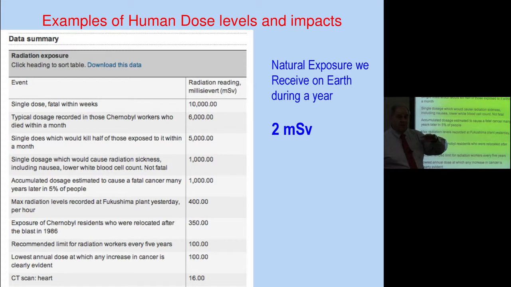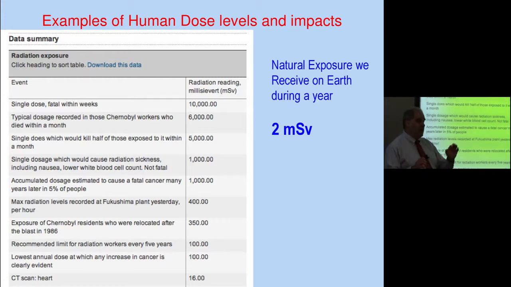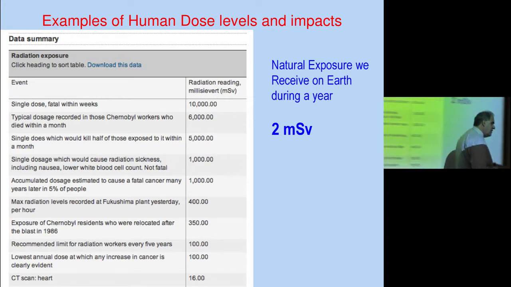Remember, you're on the trip to Mars, which is taking many, many months, in fact, years, going back and forth at one a day. At 1,000, you're getting sick. The people cleaning up at Fukushima were getting something like 400 an hour, a really bad thing. If you get a typical CT scan, you're getting about 10 to 15. A dental x-ray is something like 0.1 or 0.01. Again, a typical dose in a year is something like 2.